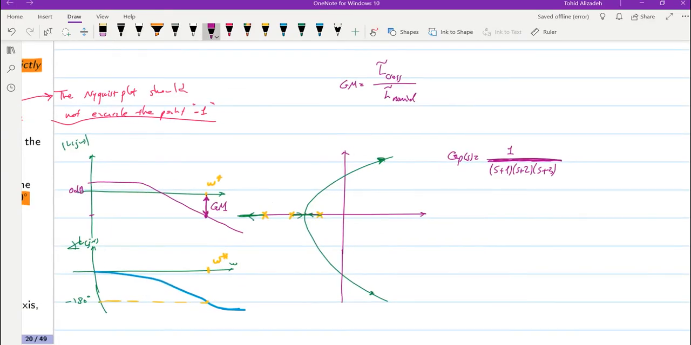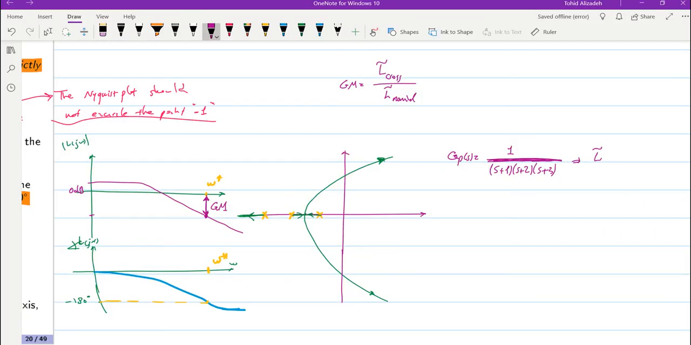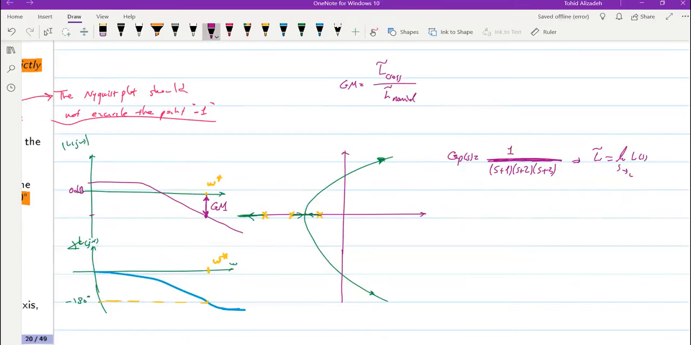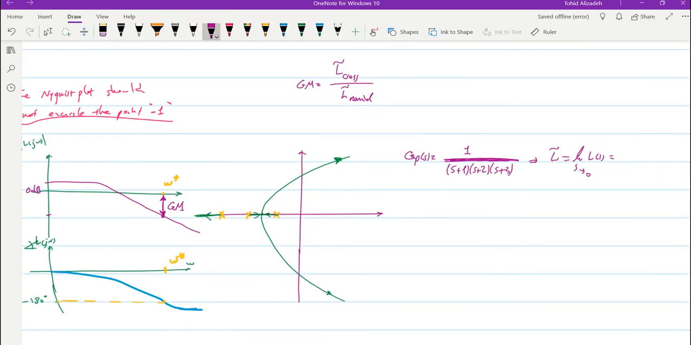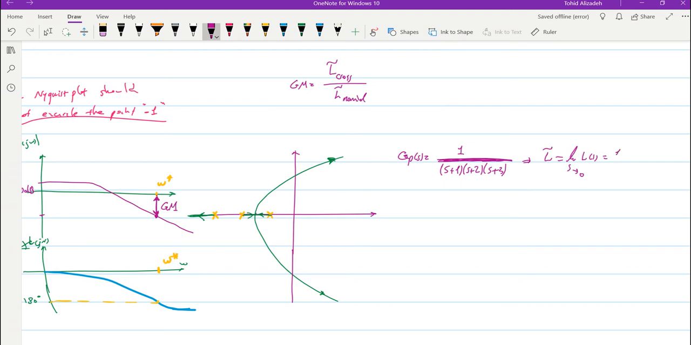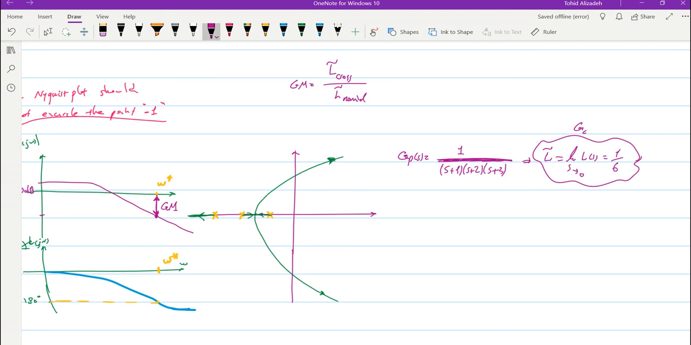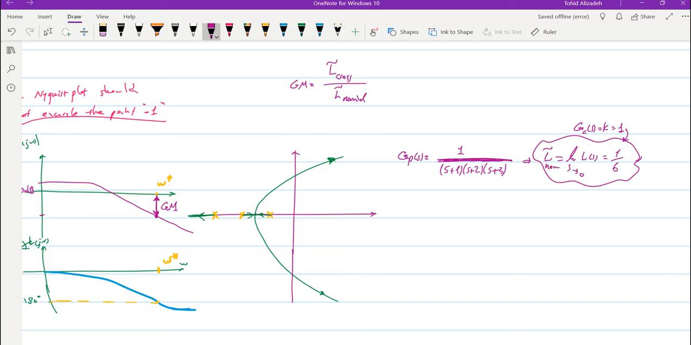It's a type 0 system, so L tilde, which is indeed the limit of L of S as S goes towards 0 for the system, will be equal to 1 over 6, assuming that GC is equal to K and it's equal to 1 at this point for the nominal value. So this is L tilde nominal.